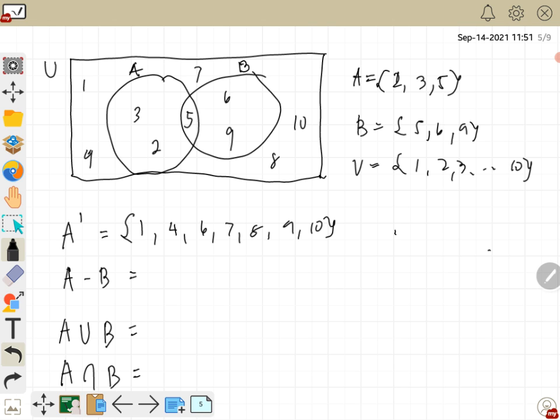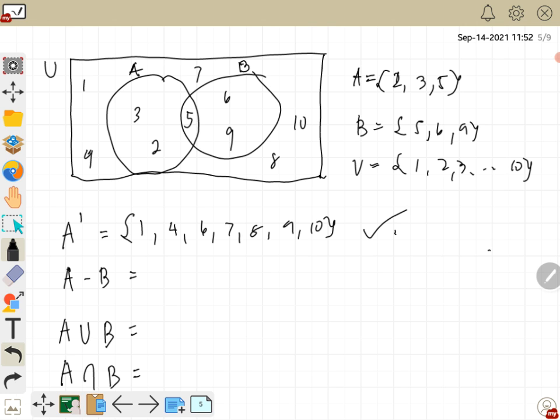How about A minus B? A minus B is somewhat the same as A complement. It's just that it is relative to B. If A complement we compare to the universal set, A minus B we compare to the other set, B. Okay? So A complement states: what are those elements in the universal set that you can't find in A? That's 1, 4, 6, 7, 8, 9, 10.